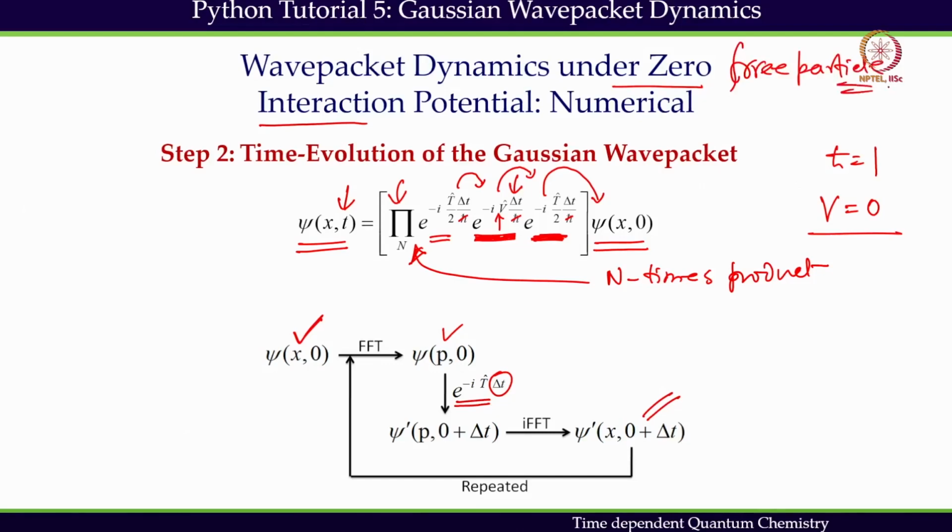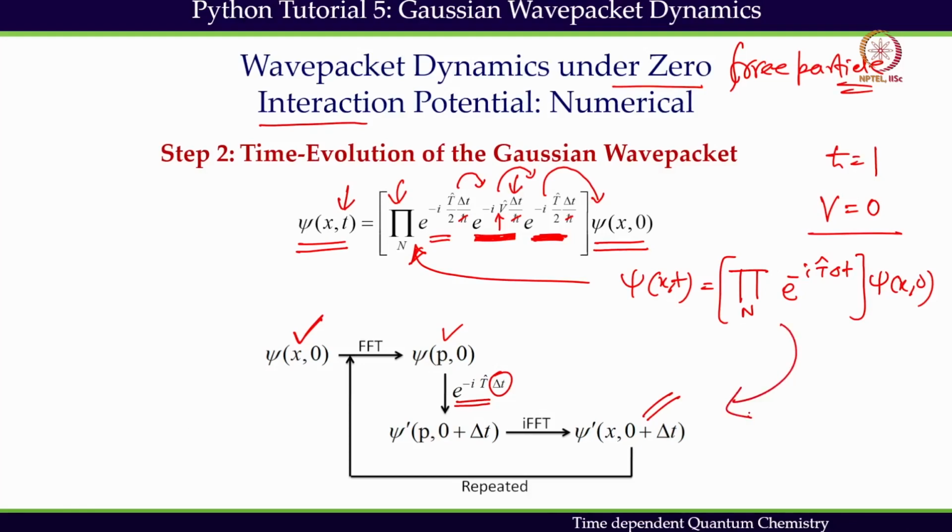So, in that case, under atomic units and free particle, this entire expression becomes like this: n times product of e to the power minus i t delta t. This is the time propagator I have, and then psi x 0. This is what we have, and that is exactly what needs to be repeated here following this scheme.